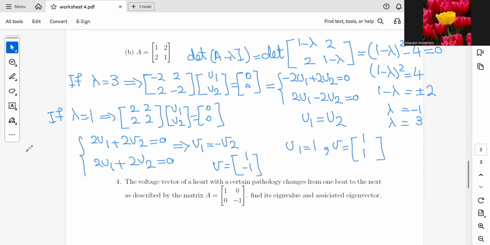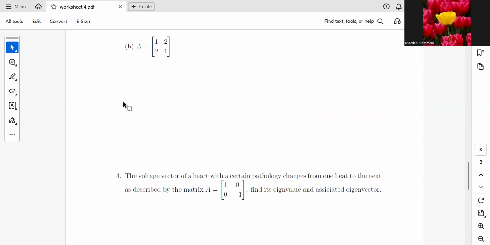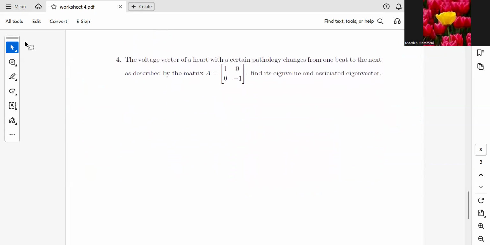Next question is number 4. Please read it and then listen to the solution.